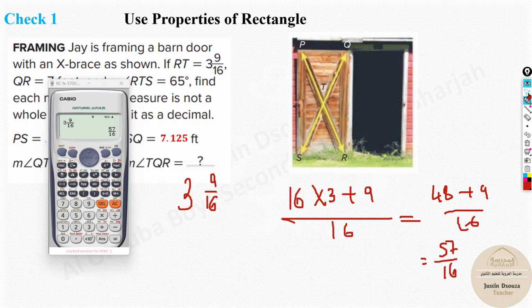This is the answer for T and R only, because RT is given. Now this is the answer. Okay, now if you're not using the shift and this symbol, you need to plus 3 plus 9 16. Okay, always remember it's like that. Or if it's given like this in the question, you shift and this symbol, please remember.